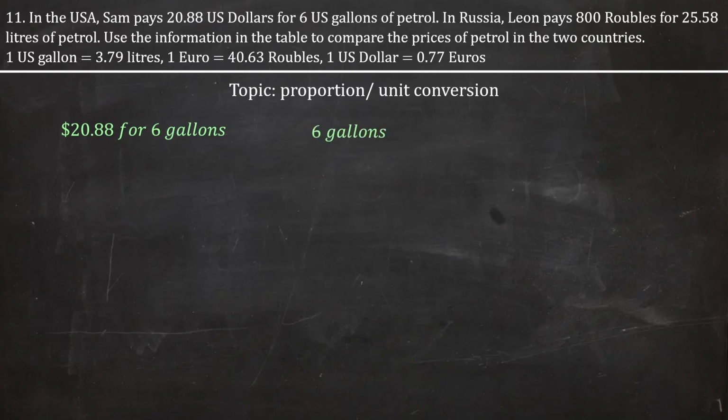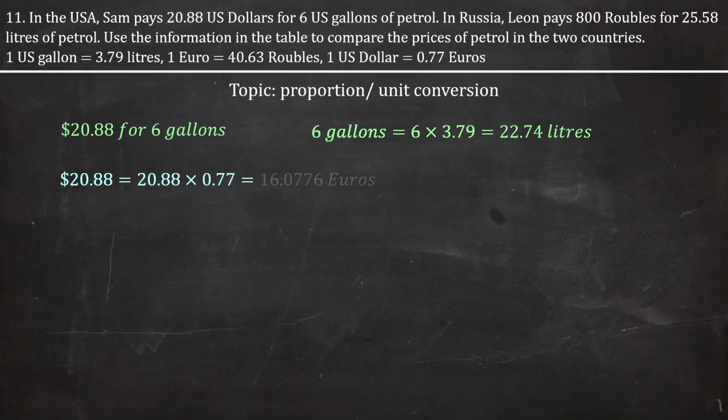So first of all, 6 gallons, I'm going to change that into liters. 6 gallons is equal to 6 times 3.79, because the question gives us the conversion. So 6 gallons is 22.74 liters. Now I'm going to go from dollars to rubles, but to do that, because the question is annoying, I have to change it into euros first. So $20.88 times 0.77 equals 16.0776 euros. Don't overround it at this point, just leave it to the end.